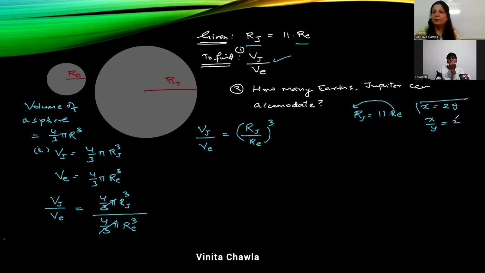This is how we do. If something is getting multiplied here, then it gets divided on the other side. In the same way, we'll do for Re and Rj. Now tell me what should I write now?